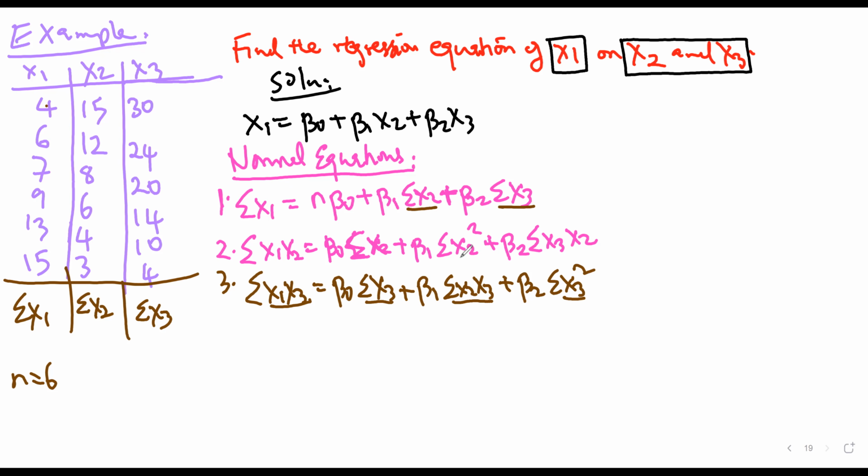I think I skipped this. We also need a column for summation of x2 square. Okay, so this is x3 square, not x3 cube. So you need to obtain these summations, you plug them in, and once you do that, you will end up with three simultaneous equations. Maybe you can write them down.